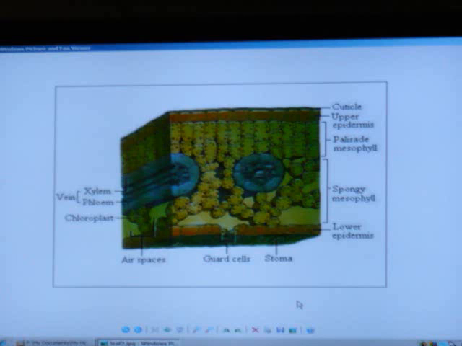Now, if I want to indicate mesophyll, I would put a bracket. I'd say everything in this bracket is mesophyll. I'd have an inner bracket saying the tall ones are palisade mesophyll, and the round-looking ones are the spongy mesophyll. It is all mesophyll. All right. This is the airspace.